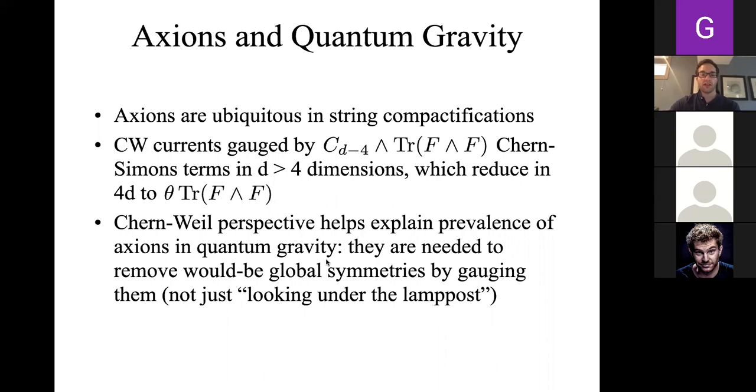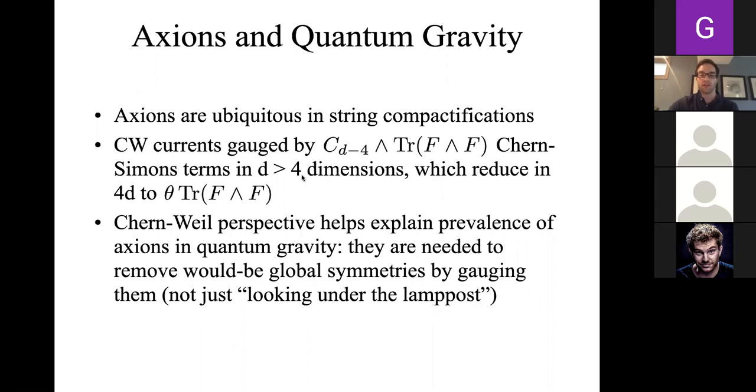This is interesting when it comes to the existence of axions. Axions, as we are familiar with, are ubiquitous in string compactifications. They show up all over the place. From the perspective of these Chern-Weil currents, we can start to see why that might be. Anytime we have a Chern-Weil current, either we break it, presumably by some sort of unification, or we gauge it.